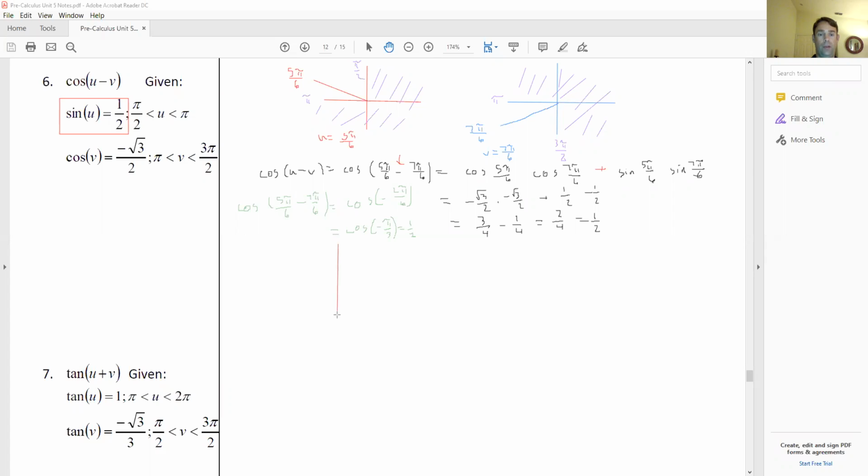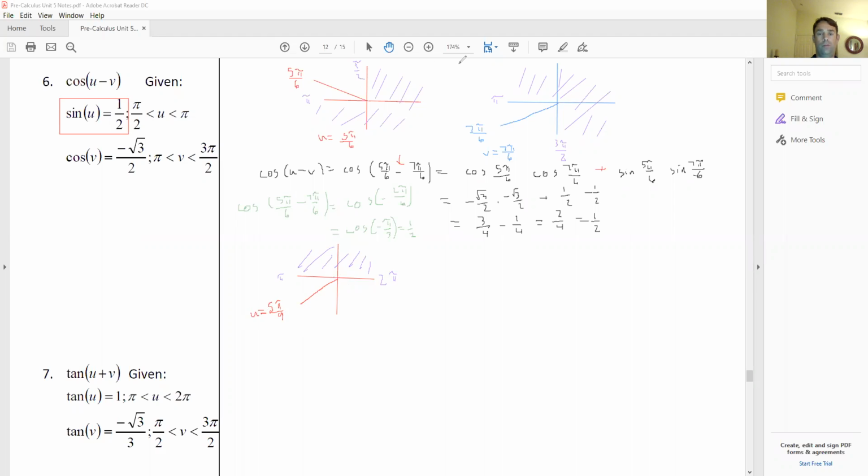All right, let's see what we got here. Here's u. I know that u is somewhere between pi and 2 pi. So it's between pi and 2 pi, which means I'm not using anything up here. So for tangent equal to 1, that's going to be down here. So that's 5 pi over 4. So that means I'm dealing with a u value that is 5 pi over 4.